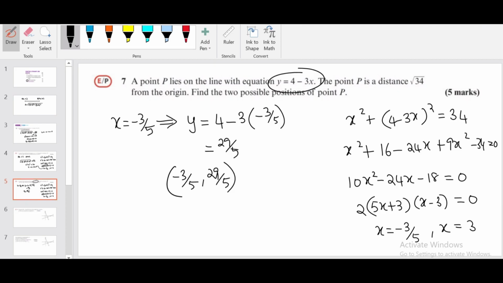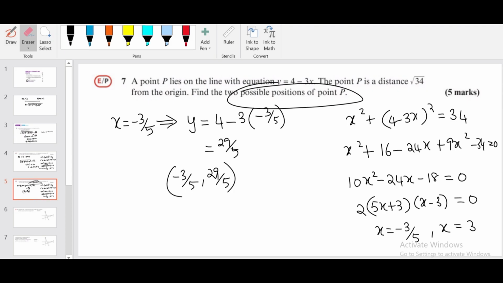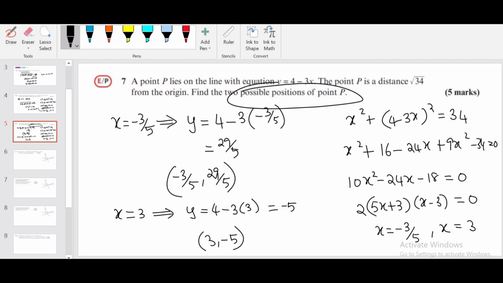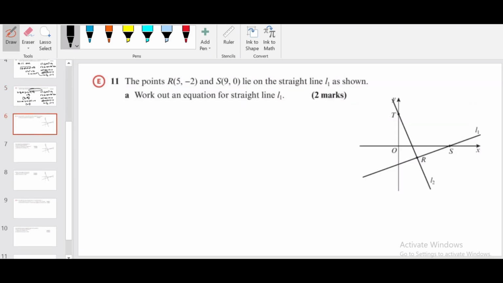They want you to find 2 possible positions. We got 1 already. Let's use the second point. x is equal to 3. When x is 3, y is 4 minus 3 times 3, 4 minus 9 is minus 5. That's the second point, 3 comma minus 5. So we got the 2 possible positions of P already. Let's move on to the next question.